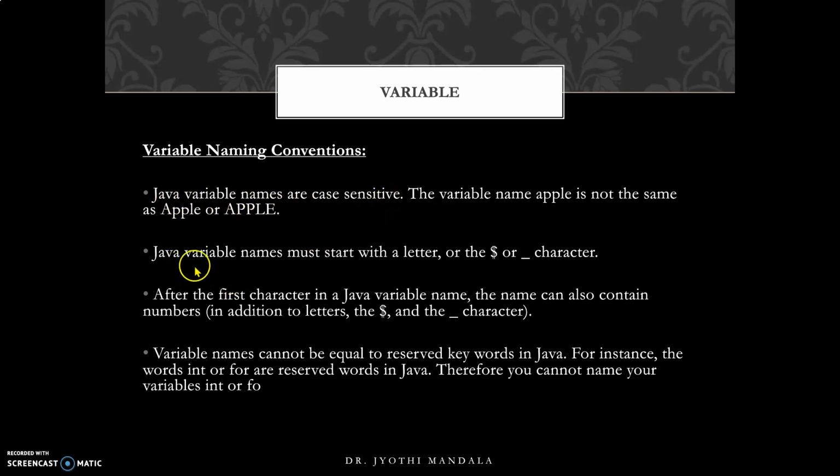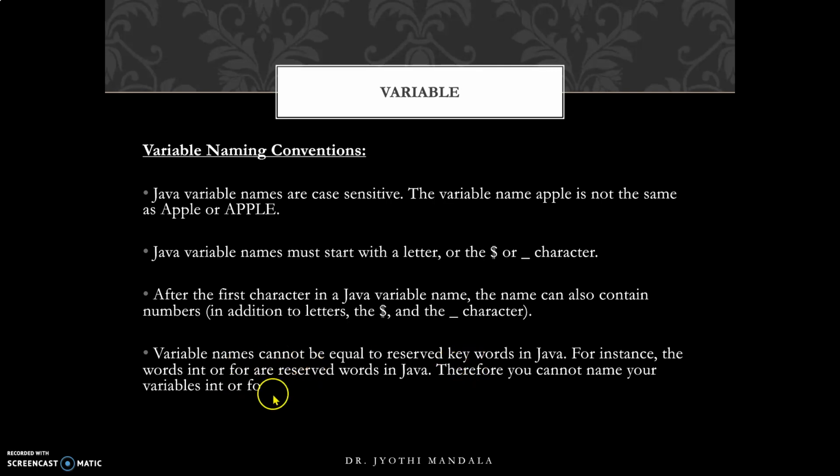And the second rule is Java variable names must start with a letter or a dollar or an underscore character. Got it, all of you? Other than this, we should not start our variable names with anything. It should start with a letter or dollar symbol or underscore. Now after the first character in the Java variable, the name can contain numbers also. So a variable can be a combination of letters, numbers, dollar symbol and underscore, but always the variable name should start with a letter, underscore or a dollar symbol. Got it, all of you?